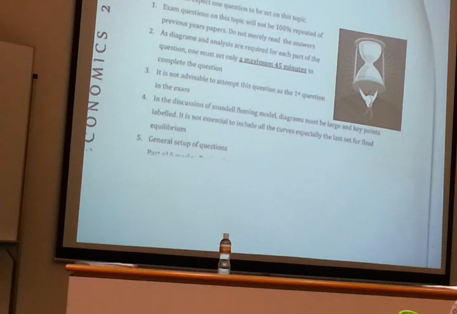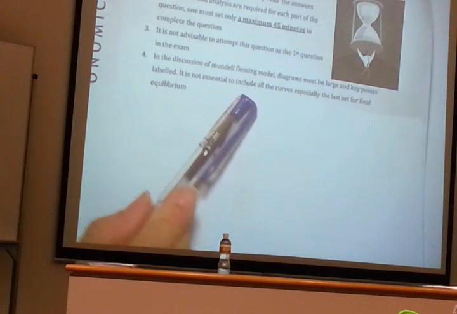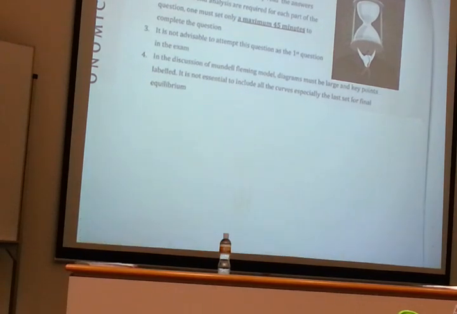Point number 4, diagrams must be large, key points must be labeled. If you are a person who is really very messy or very slow, then tell yourself the last set of diagrams, whether it is the final IS, LM or BP, don't draw. Just mark the point will do. Don't waste your time chasing the diagram. It doesn't benefit you at all.